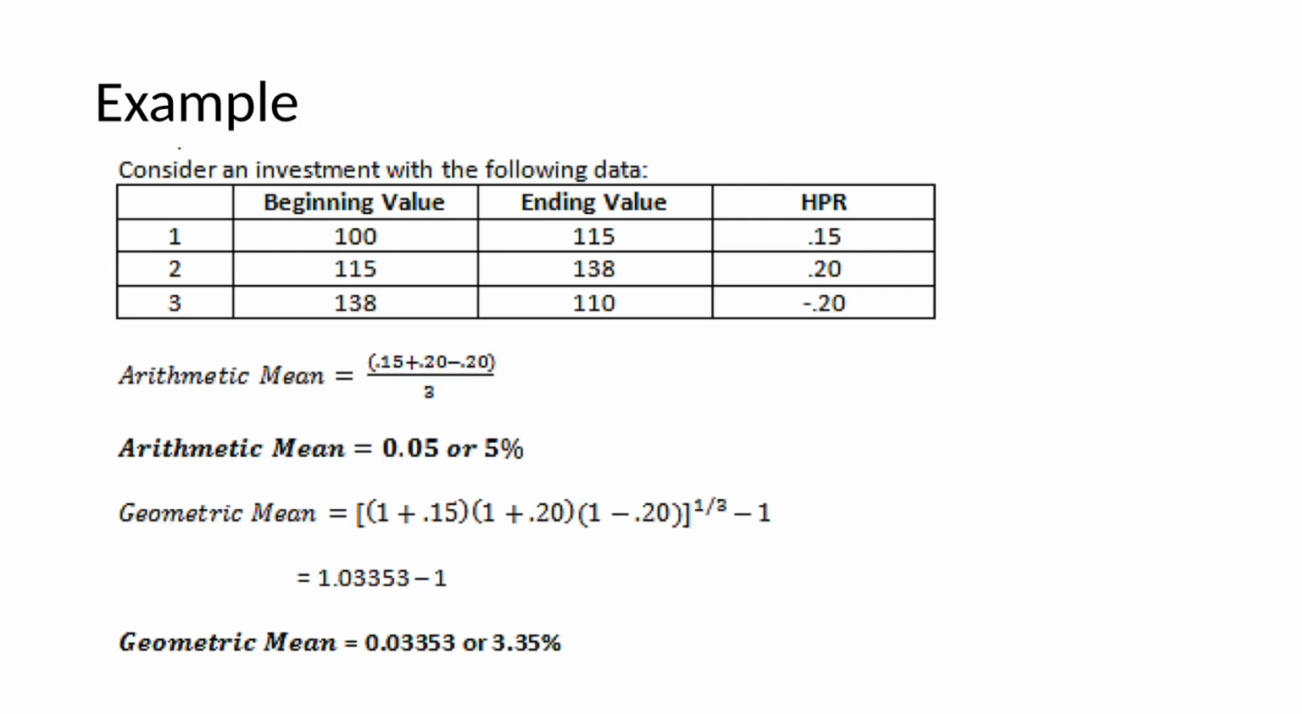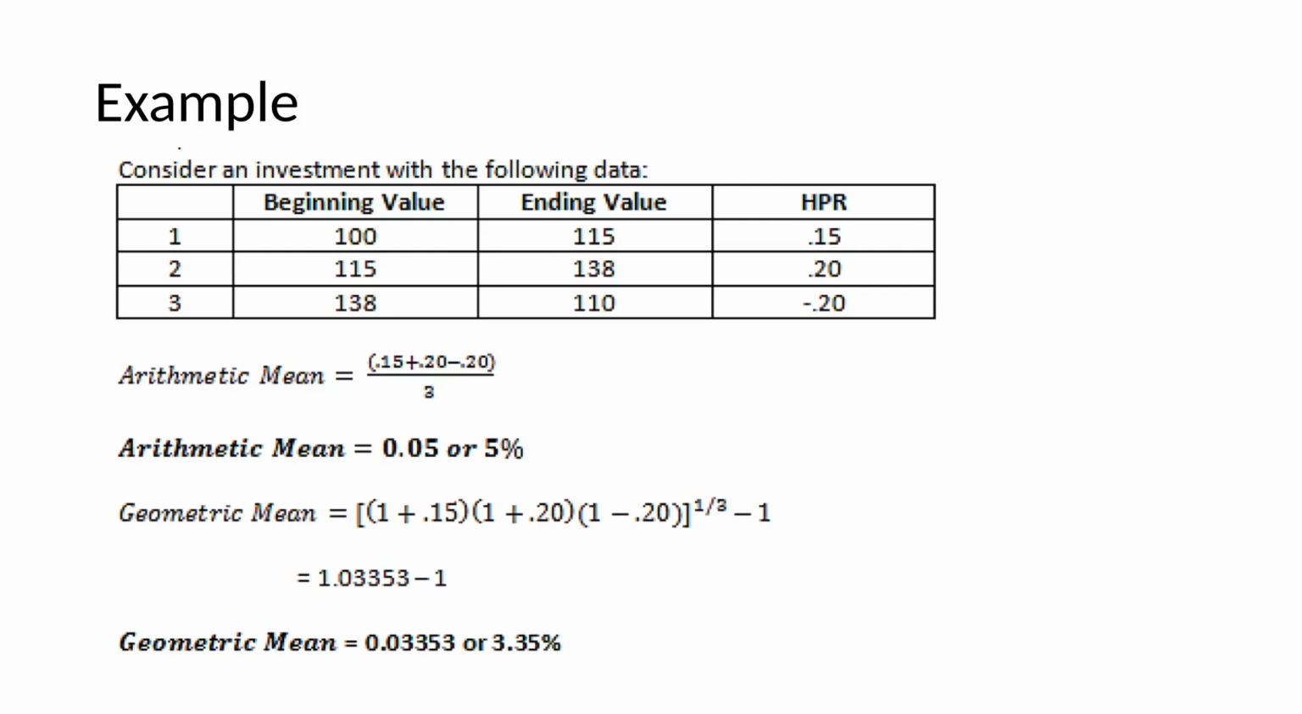First, let us get the holding period return for each of the periods. For the first year, the HPR is 0.15. As we have already learned earlier, we simply get the difference between the ending value and beginning value, then divide that by the beginning value. On the second year, the holding period return is 0.20. And on the third year, the holding period return is negative 0.20. Negative because the ending value is lower than the beginning value.